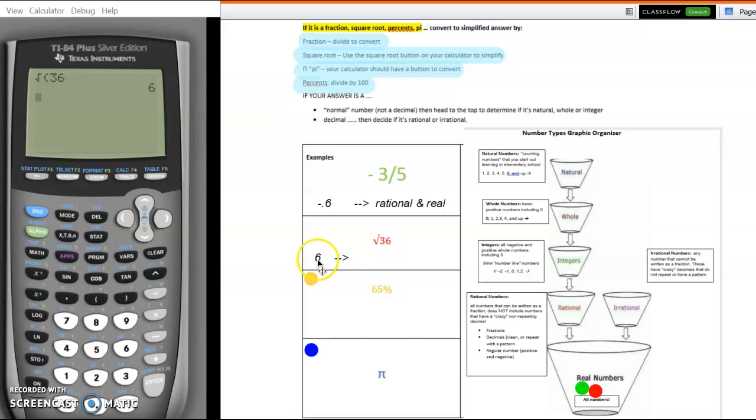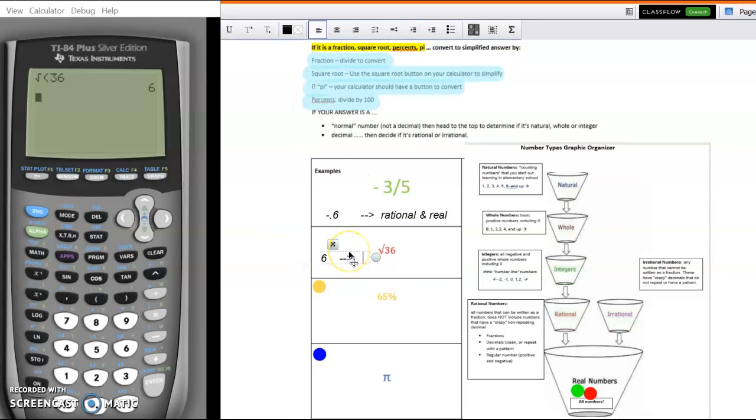So this one, square root of 36, actually has a lot of different descriptors. So it's a natural, whole, integer, rational, and real. That's a lot.